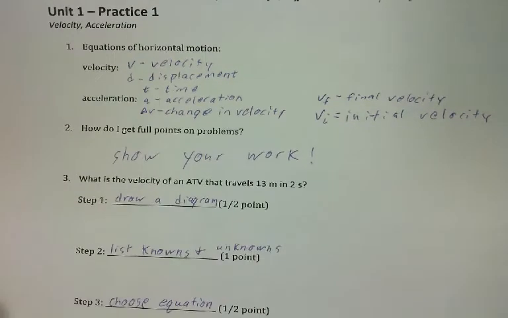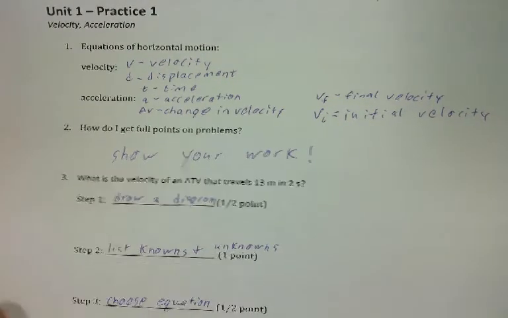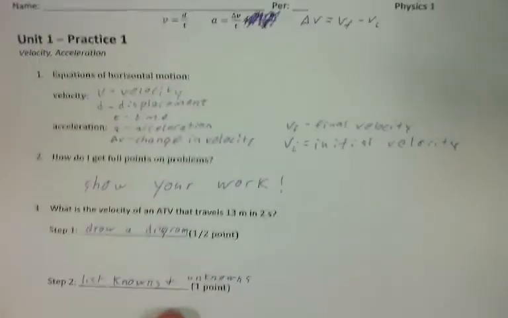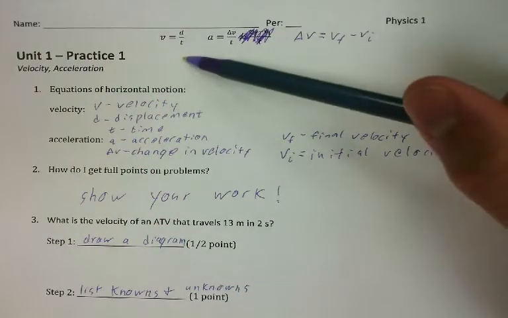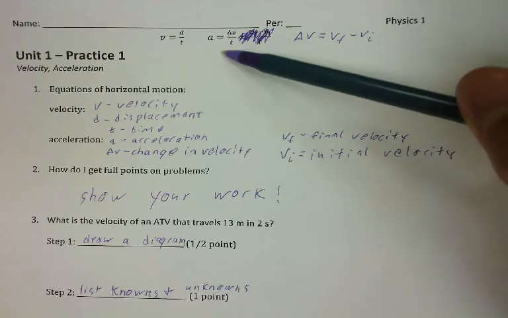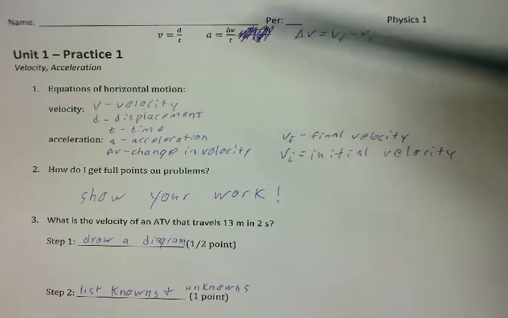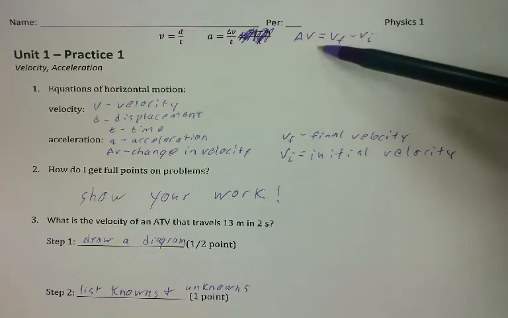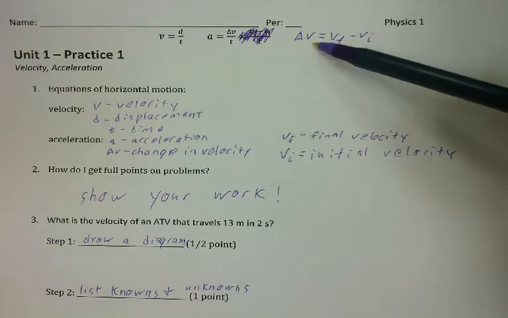All right, y'all. So let me walk you through how to solve problems and the main things you need to know when you're working on velocity and acceleration. The first thing is to go through the equations. The equations you have are v equals d over t and a equals delta v over t. You can cross out this part because I found it was confusing for people. Instead, write this down: delta v equals vf minus vi.